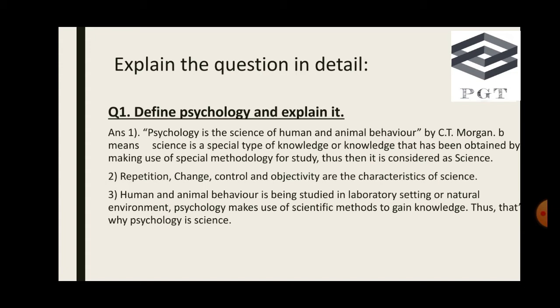Psychology is the science of human and animal behavior, by C.T. Morgan. Science is a special type of knowledge, a knowledge that has been obtained by making use of a special methodology for study, and thus it is considered a science. Repetition, change, and control, and objectivity are characteristics of science.